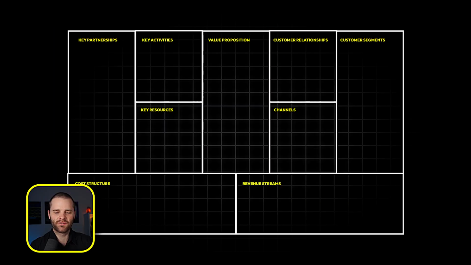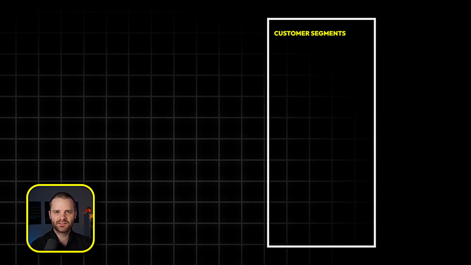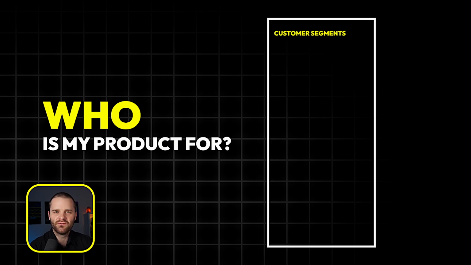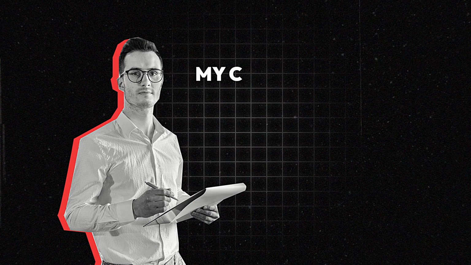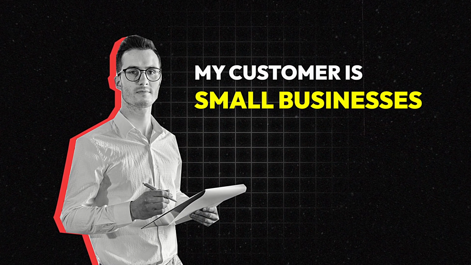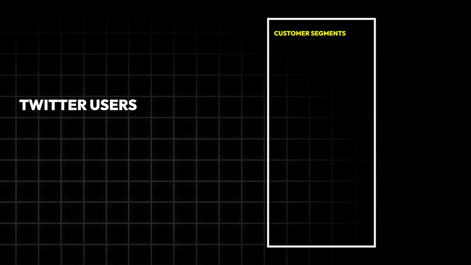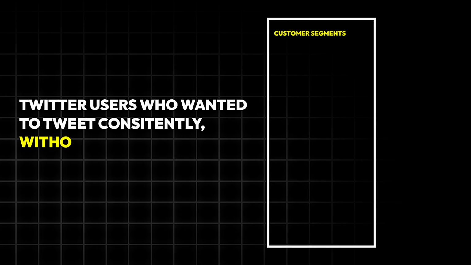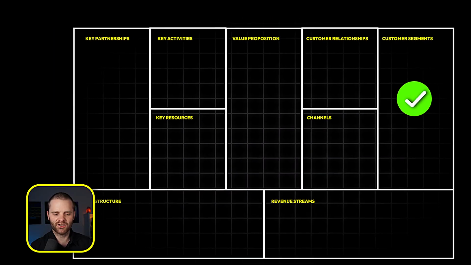So I like to start with the right side of the canvas. Number 1, customer segments. You basically ask yourself, who is my product for? And you need to be very specific. Everyone is not your target audience. This is a big mistake I see most founders make. They say, my customer is small businesses, but that is way too broad. Remember, if you try to sell to everyone, no one will buy your product. So you need to go super niche, super specific. For Buffer, it was Twitter users who wanted to tweet consistently without spending the entire day at the computer. Very clear.